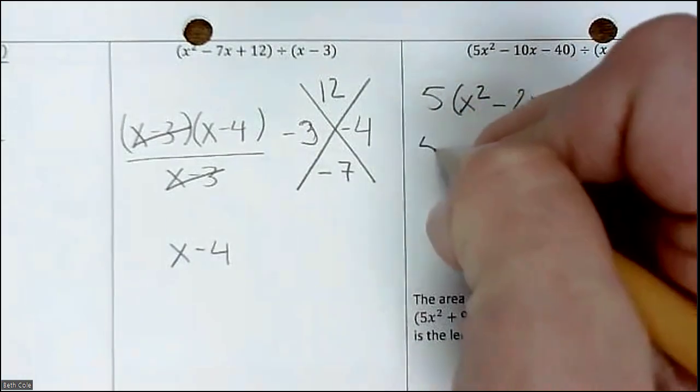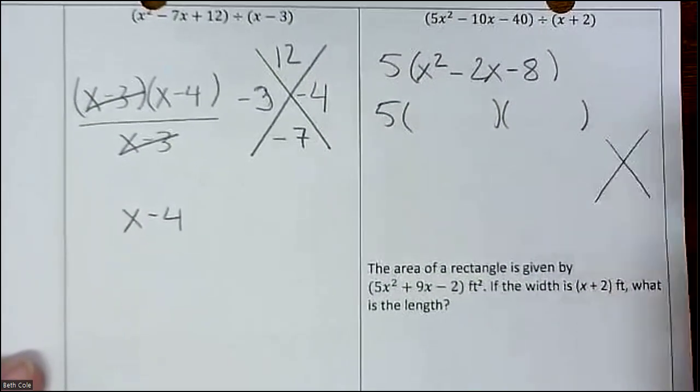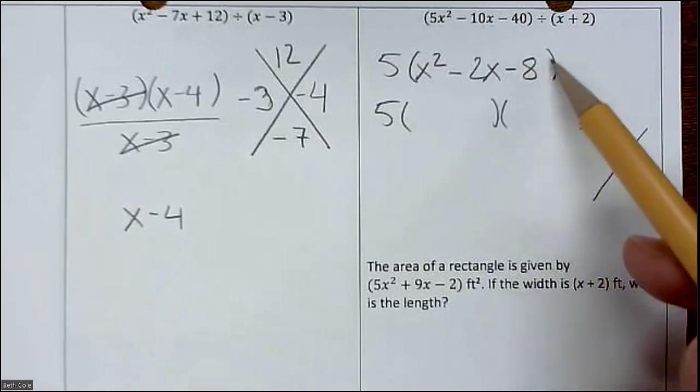So here's how it's going to end up. 5 and then your parentheses, if you want to set it up blank, which I always think is a good idea. What's going to go on the top for your X? Good, -8 goes on the top.